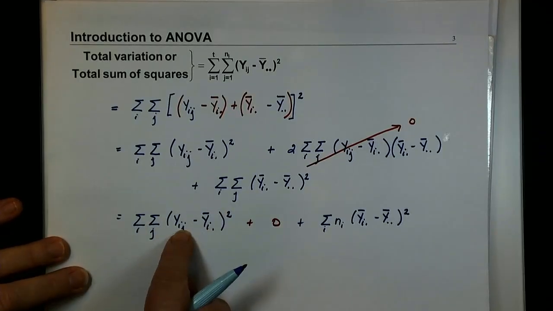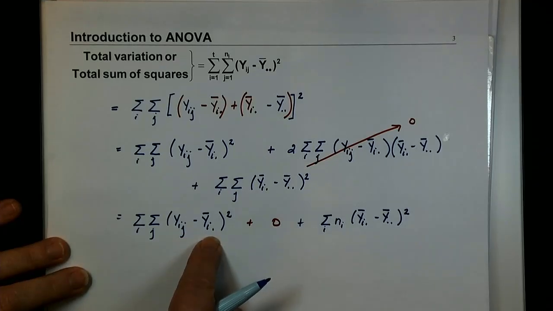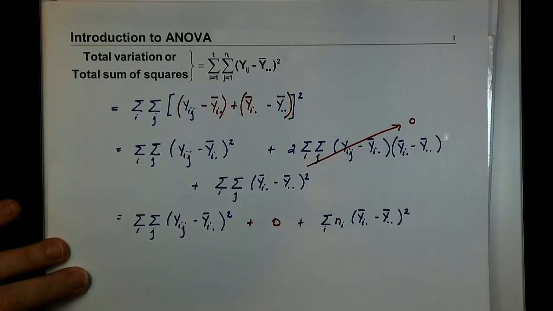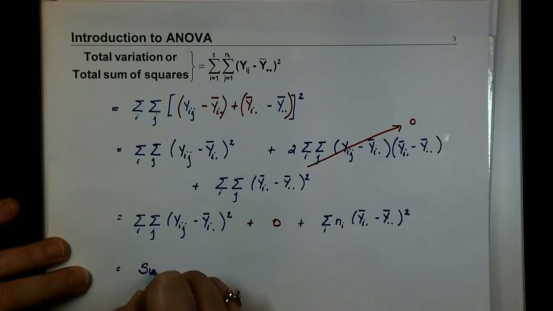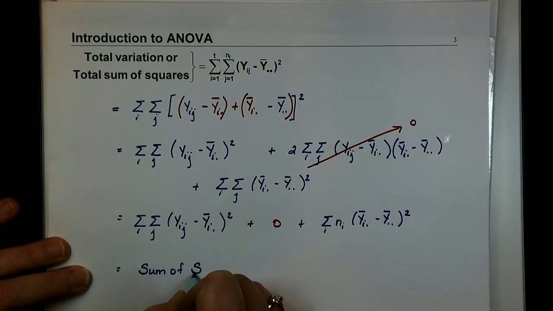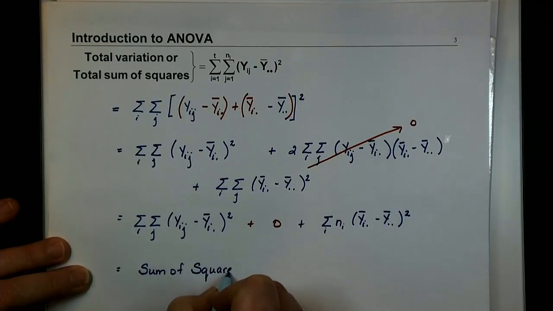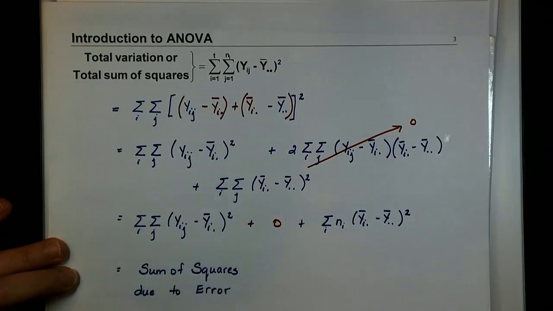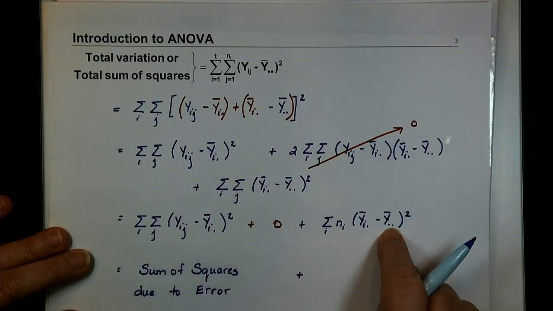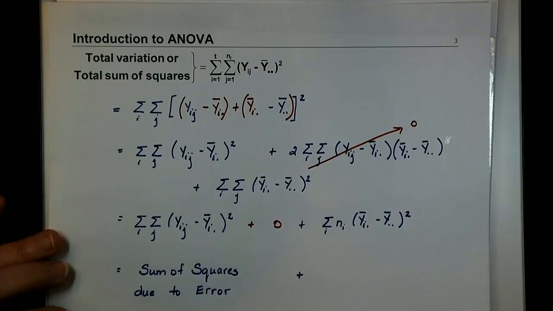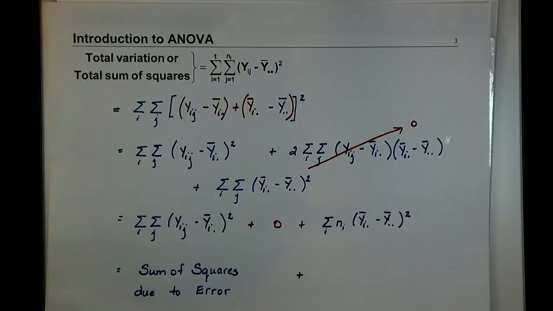So when I look at this first one, it measures how much each observation varies about its sample mean, or how much random error variability there is in each of those groups. This first one is referred to as the sum of squares, right? It's the sum of squared items, due to error, or within each group. The second one, we're looking at how much each group varies about the grand mean for the experiment. So that is the sum of squares due to group differences, and the term we use is treatment rather than group.